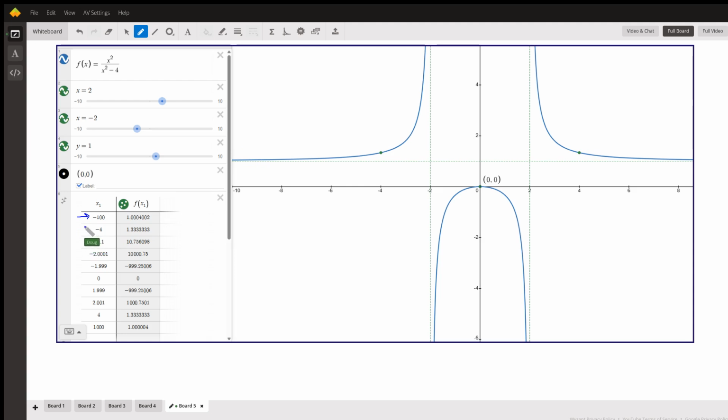And then these numbers right here show you what's happening as we get close to the left vertical asymptote. We're approaching positive infinity. At 0, we have that relative maximum. And then to the left of this vertical asymptote, we're approaching negative infinity. We get to the right of it, we're approaching positive infinity.